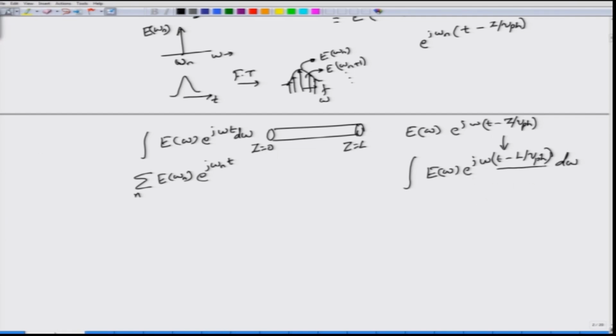What I want to say here is that I can take this t minus L by Vph and call this tau, and I get this integral of E of omega e power j omega tau d omega. This tau, being independent of the frequency, is just a constant as far as this integration is concerned, because this integration is going over omega. As far as this integral is concerned, this tau is a constant and omega is a dummy variable. So, you can see that the inverse Fourier transform of this will give you the pulse in the time domain with e of tau, but e of tau is nothing but e of t minus L by Vph.